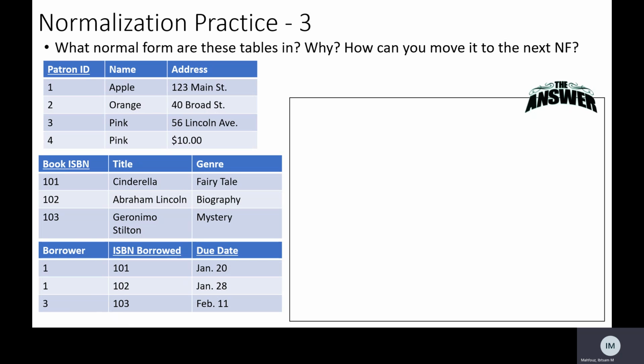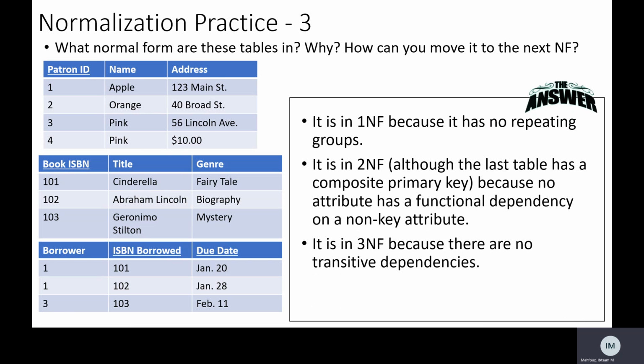Now let's ask ourselves, are these in third normal form? Third normal form means that there are no transitive dependencies. Patron ID determines the name, and the patron ID also determines the address. So the address depends on the patron ID, and it does kind of depend on the name, but also the patron ID, really. So we don't have any transitive dependencies because the patron ID actually determines the name and their address. Now here, the ISBN of the book determines the title and the genre. So here we're in third normal form and this table has nothing. So here we are already in third normal form.